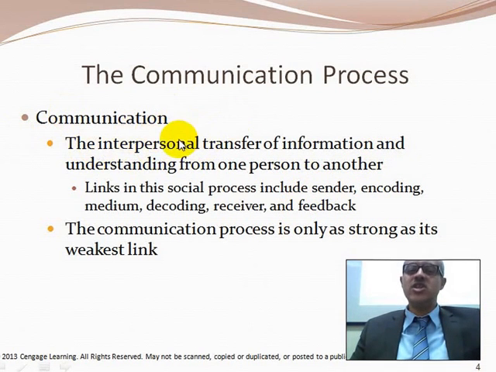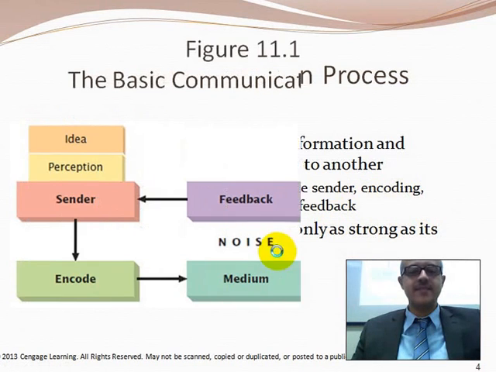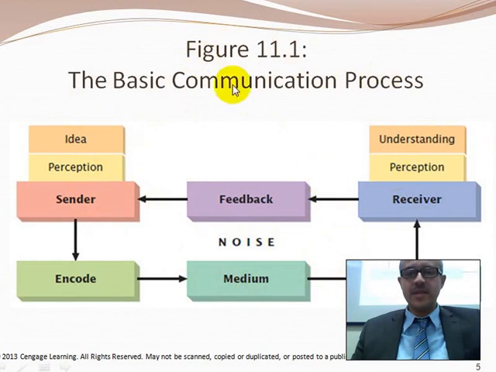What is communication? Communication is the interpersonal transfer of information and understanding from one person to another. How many people understand me now? Raise your hand. That's good. So information is transferring. You need a link in this social process, including sender, encoding, medium, decoding, receiver, and feedback. The communication process is only as strong as the weakest link. So this is the communication process.